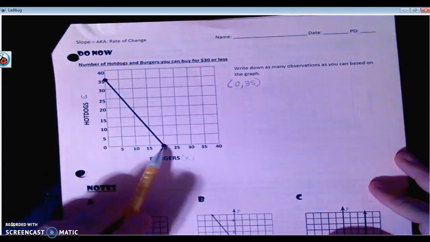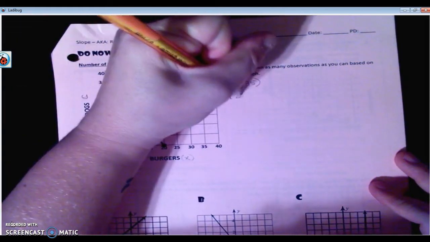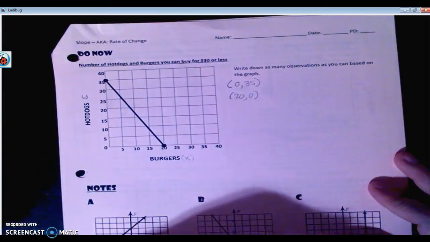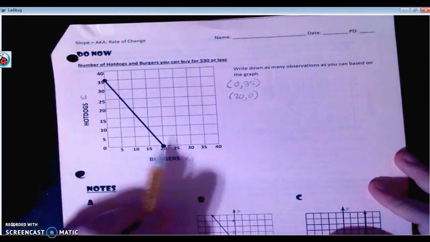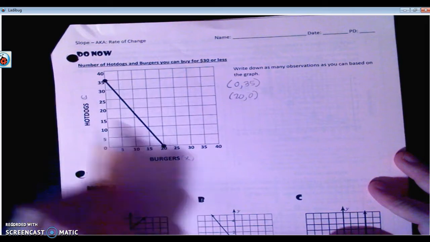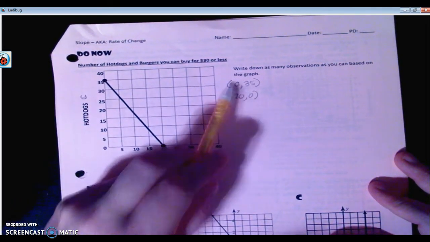And then the opposite is true here. We can take a look at this point, and this point is (20, 0). So I can interpret what that coordinate means in this situation. If I buy 20 burgers, I won't buy any hot dogs. So that's how I can interpret these 2 points.